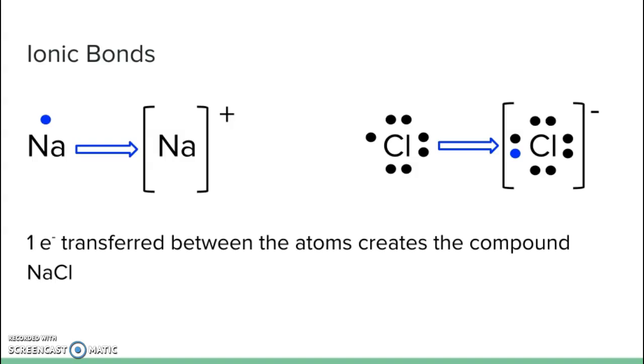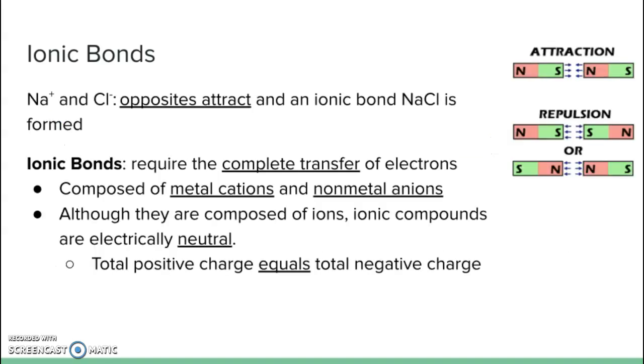When I look at ionic bonds, 1 electron is being transferred between the atoms, right? This 1 electron of sodium is leaving. We're losing it, and it's completely giving it over to chlorine, right? So that 1 electron is being completely transferred between the atoms, causing these positive and negative charges. And like we said, positive and negative attract each other, and we form a bond of NaCl, okay? So Na plus and Cl minus, opposites attract, and that NaCl bond is formed, okay?